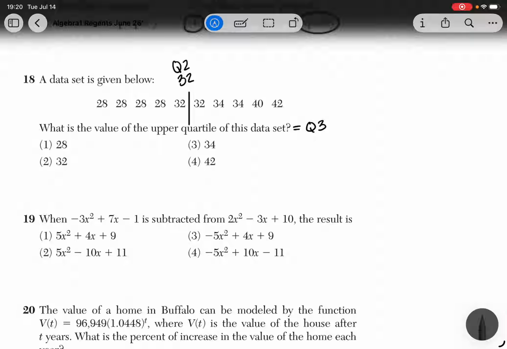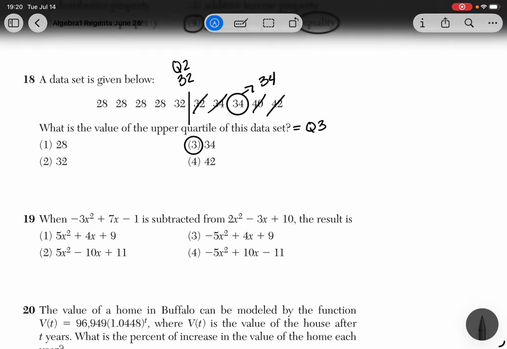Now we need to find quartile 3, which would be the median of our upper quartile. So we're just going to slash out until we get to that middle number. So 32 slashes out with 42, 34 slashes out with 40. So our quartile 3 is 34.